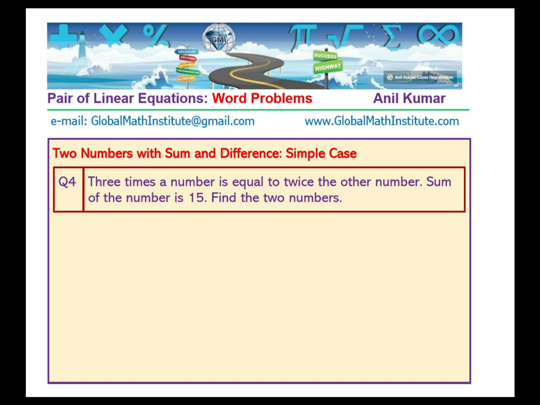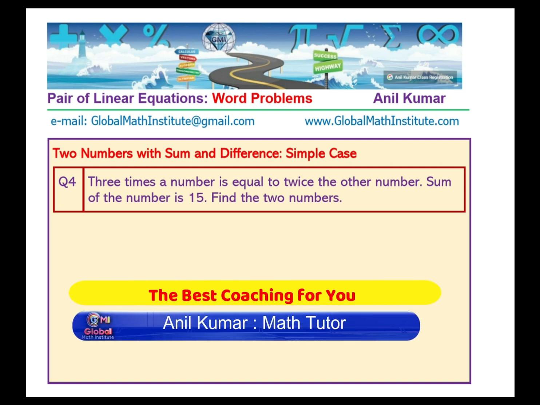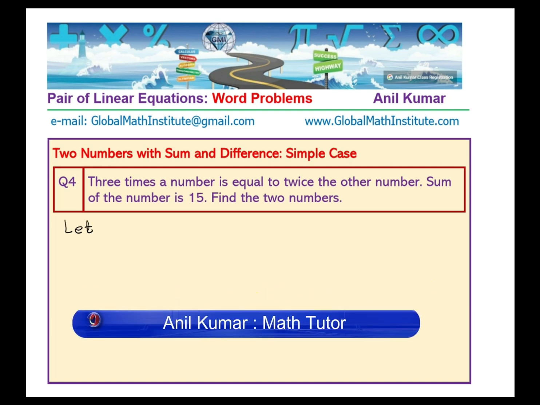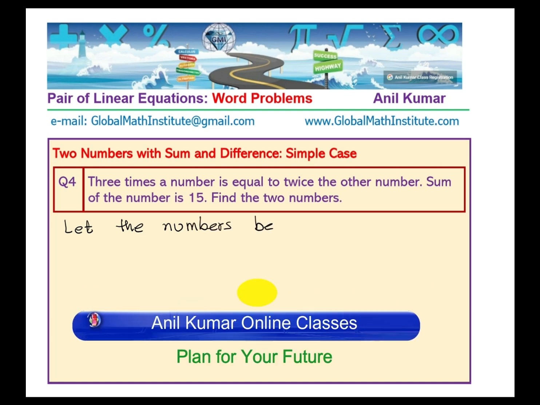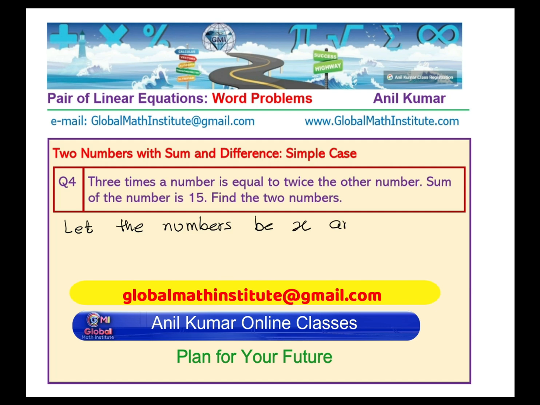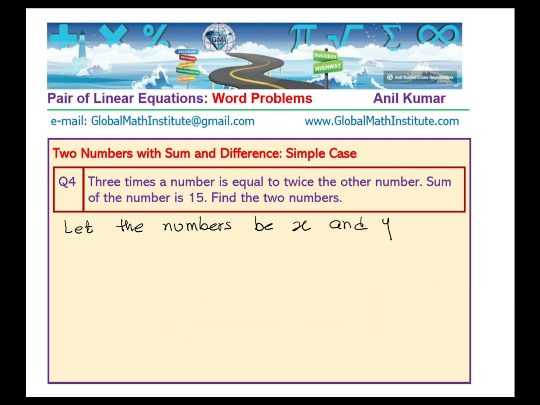3 times a number is equal to twice the other number. So we have changed the statement, made it slightly more complicated. So we are talking about two numbers. Let's define them, which is let the numbers be x and y. Defining variables is very important. It also gives you communication marks.